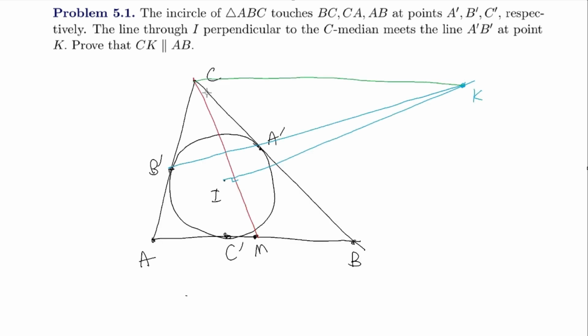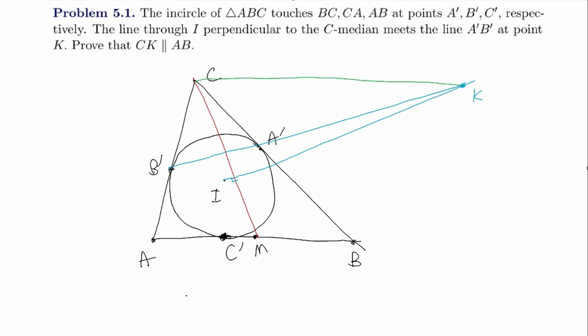So you let CAB be our triangle, and C', A', and B' are the incircle touch points, and I is the incenter. Then the line through I perpendicular to CM intersects A'B' at this point K. We want to show that CK is parallel to AB. Well, let's suppose that our point C' should be over here.